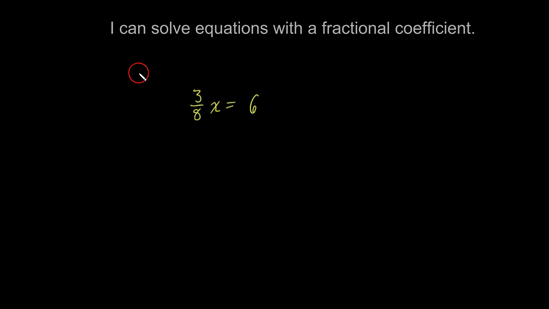So how we go about solving these problems with a fractional coefficient is we're going to use our inverse operations. So in order to do this, we're going to multiply this side by the fraction's inverse. Remember, the inverse is when you just flip the numerator and the denominator around. So we're going to multiply this by 8 over 3.